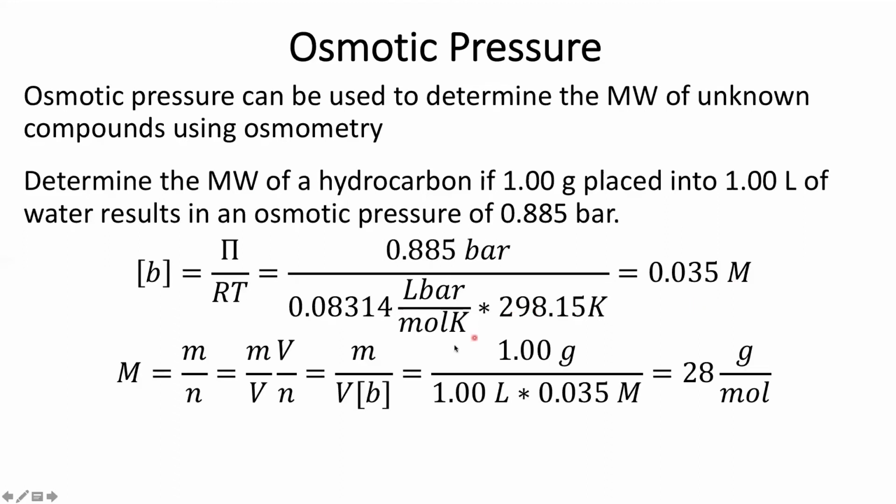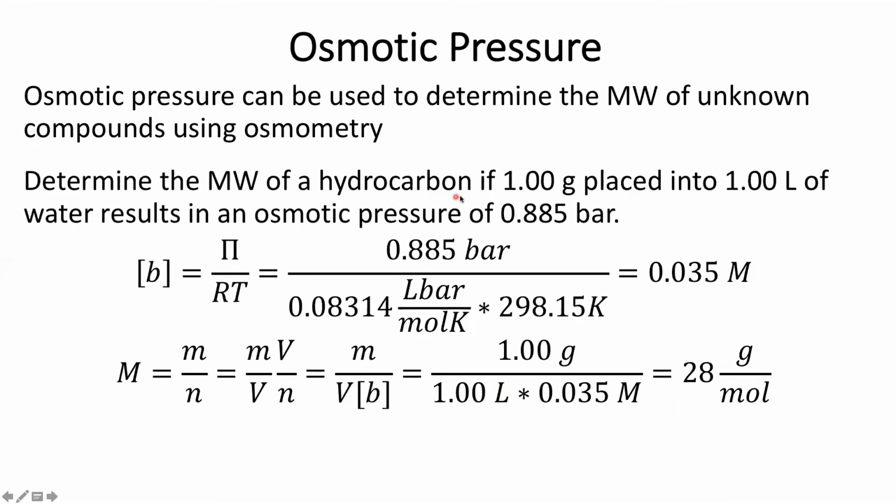Now, what I can do is make use of the fact that I'm trying to determine the molecular weight, which is just the mass over the number of moles. Well, let's go ahead and rearrange this a little bit. I can express this as the mass over volume times the volume over the number of moles. Well, I have the mass and the volume, and the volume over the number of moles is the same thing as 1 over the molarity. Now I have all three of these numbers. I can then simply input my values, and we get back a molecular weight of 28 grams per mole.